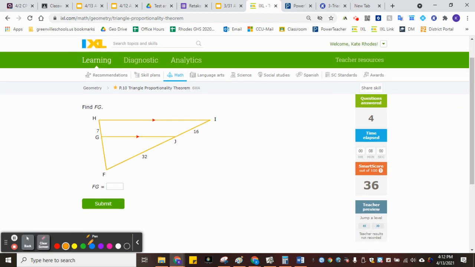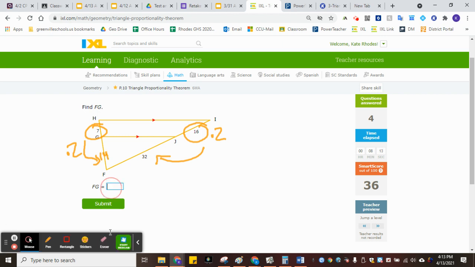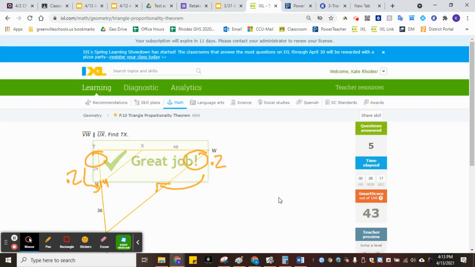Look at this one. 16 times 2 gives me 32. So 7 times 2 gives me 14. So GF or FG is 14. Or you can set up your proportion and you'll get the same answer.